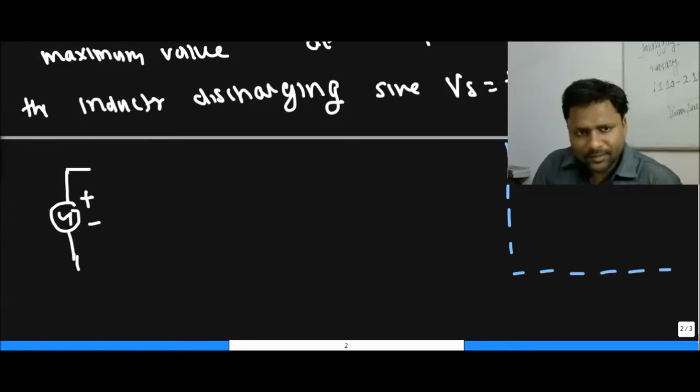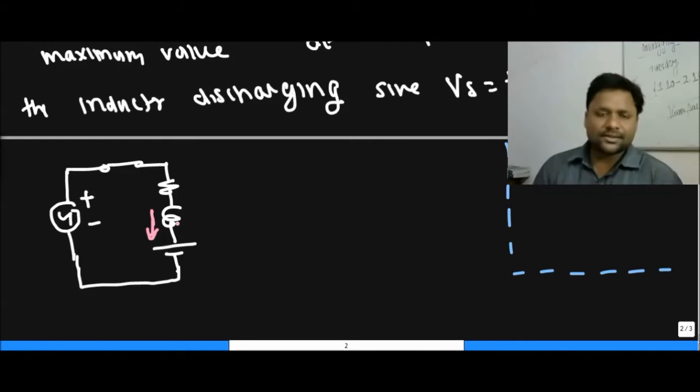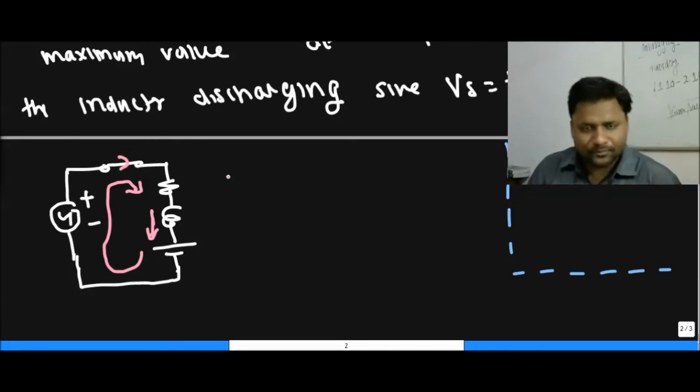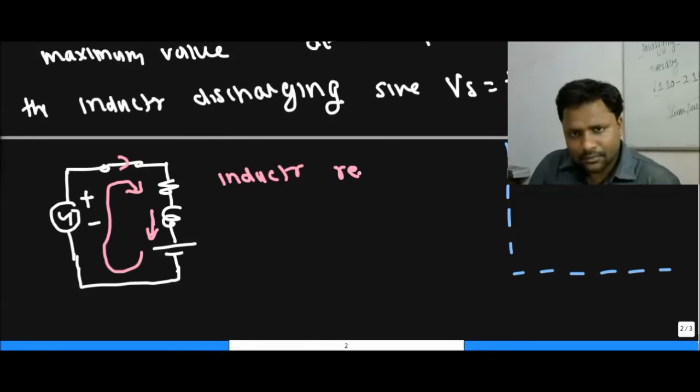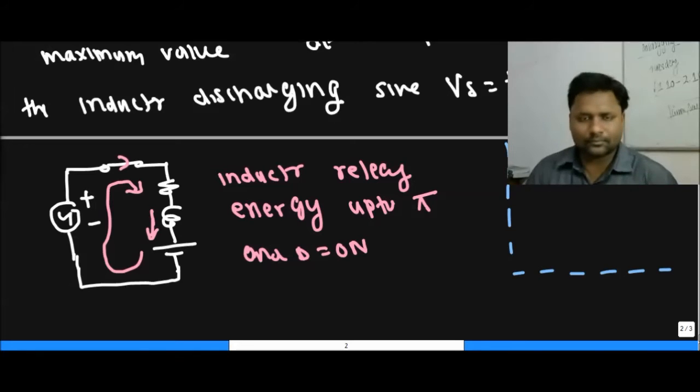minus. Diode becomes on, resistance is there, inductance is there, battery is there, but the change is that this inductor will be releasing the energy, and it is moving in this fashion, and the diode is continuously on up to the point of pi. So the inductor is releasing energy up to pi, and the diode becomes on.